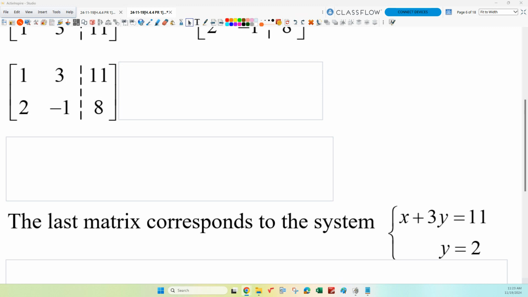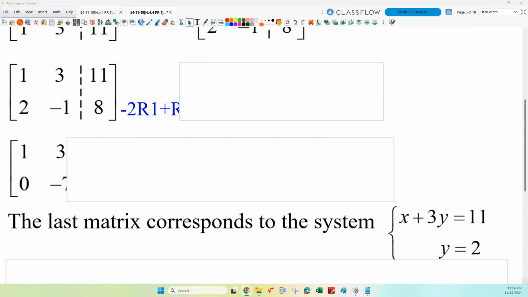What would you guys do if we were using elimination? What would you multiply the top one by? -2 and then add them together? Something like that? Okay, so let's do that. Let's multiply the top row by -2 and add it to the bottom row. And that's what we're going to use to replace our current bottom row.